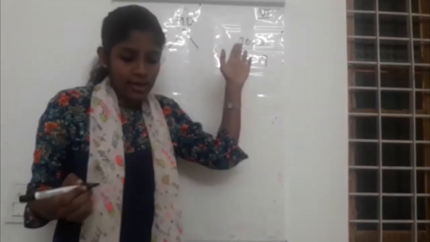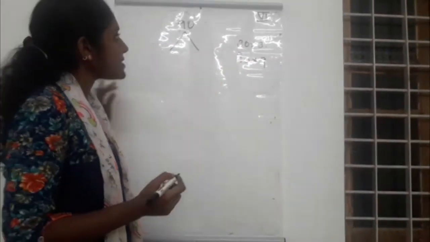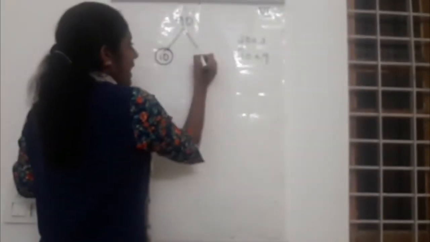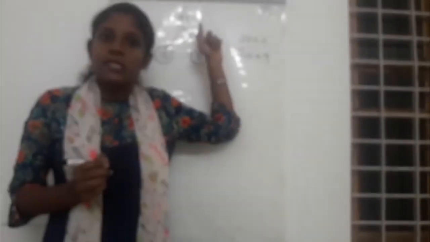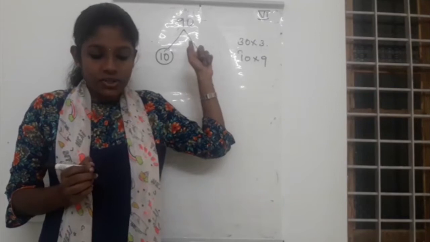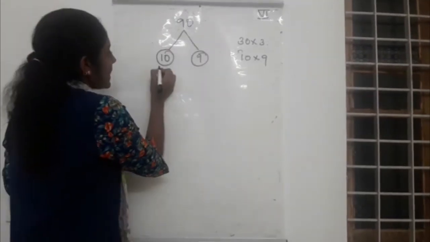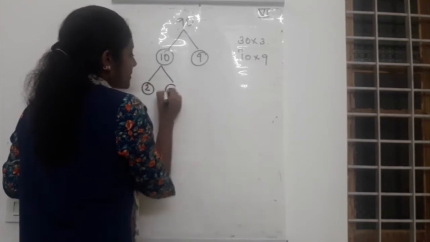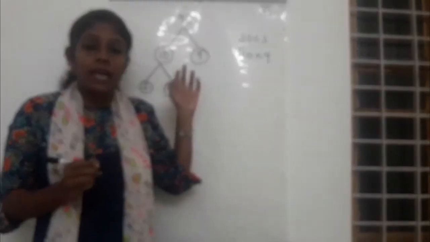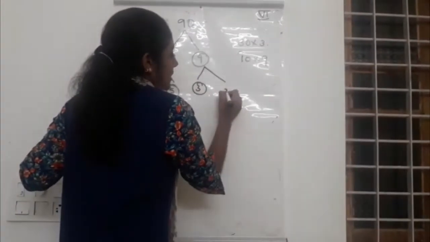So we will write 10 into 9 is 90. That is 10 and 9. Hope it is clear for you. Then here 10 can again be written as 2 into 5. This is called prime factorization. And here 9 can again be written as 3 into 3.